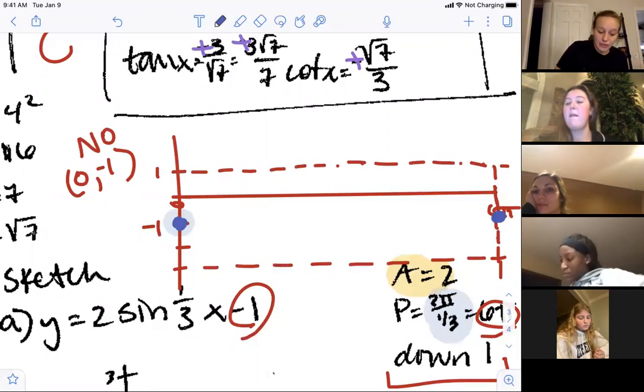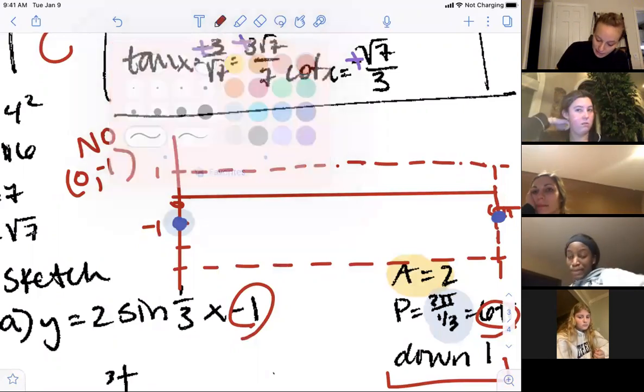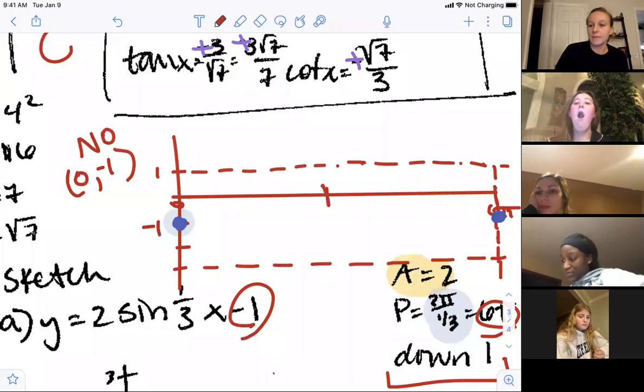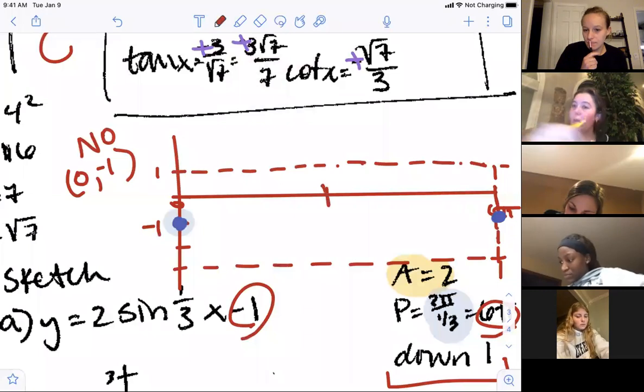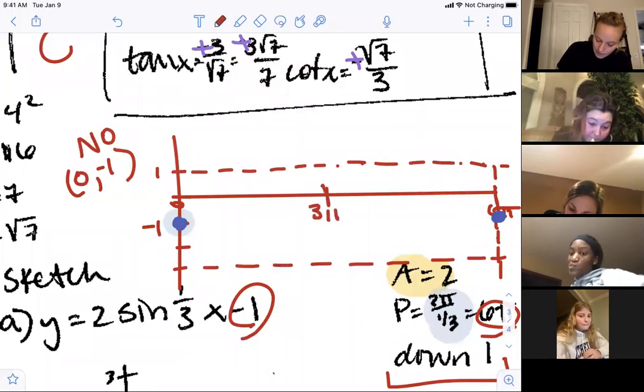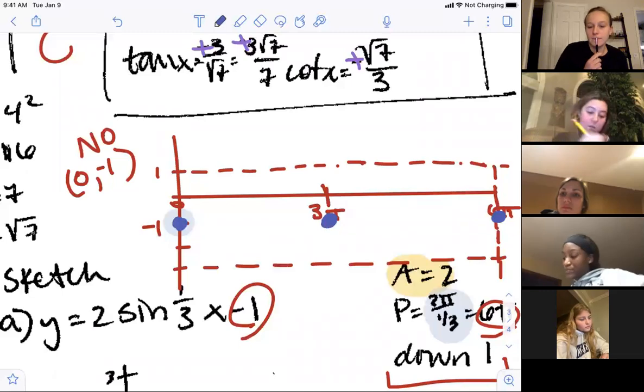Now, the best way to figure that out is it's going to be directly in between 0 and 6 pi. What's half of 6 pi? 3 pi. So the middle of my graph should be at 3 pi. So I'm going to go right in the middle there.